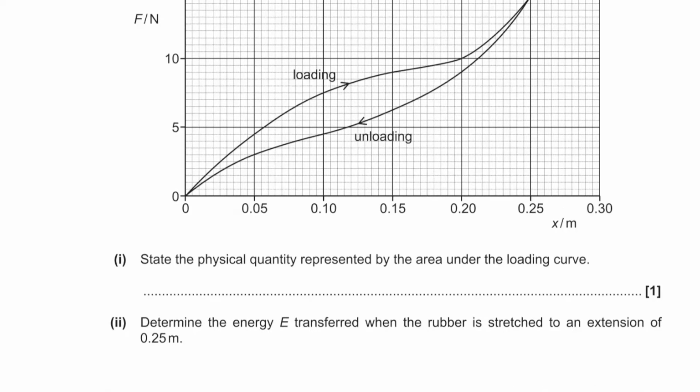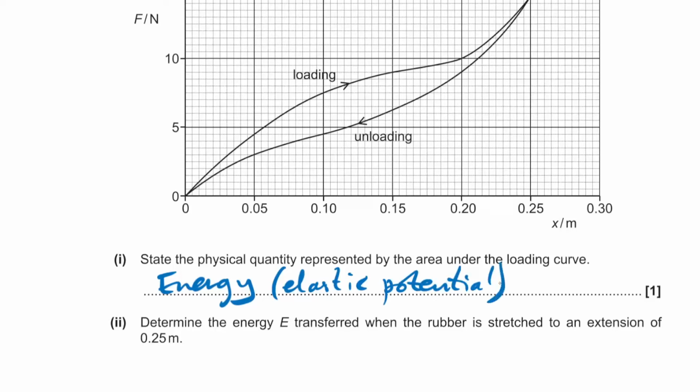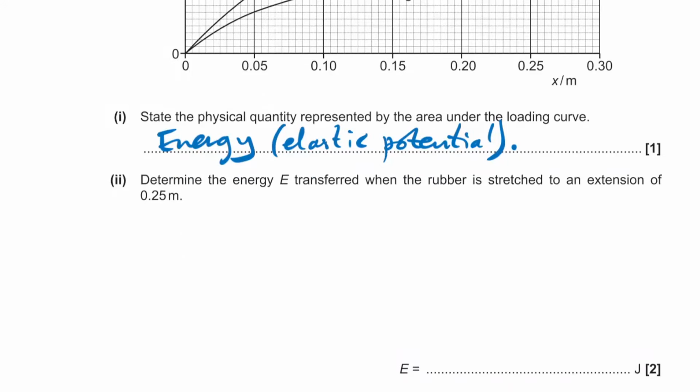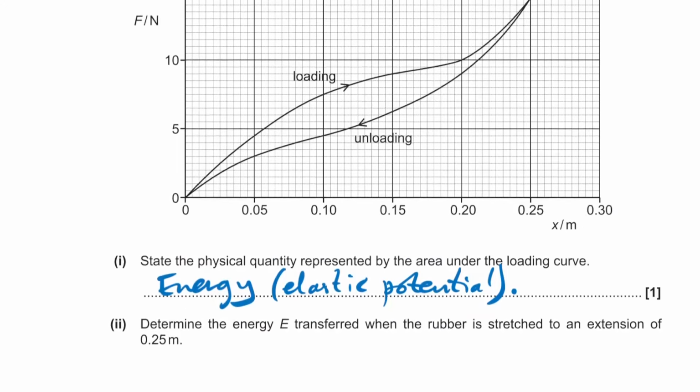State the physical quantity represented by the area under the loading curve. That is energy. If we wanted to be specific, we could say elastic potential. But again, it depends whether it's being loaded or unloaded. But yeah, it is being loaded at that point. Determine the energy E transferred when the rubber is stretched to an extension of 0.25.